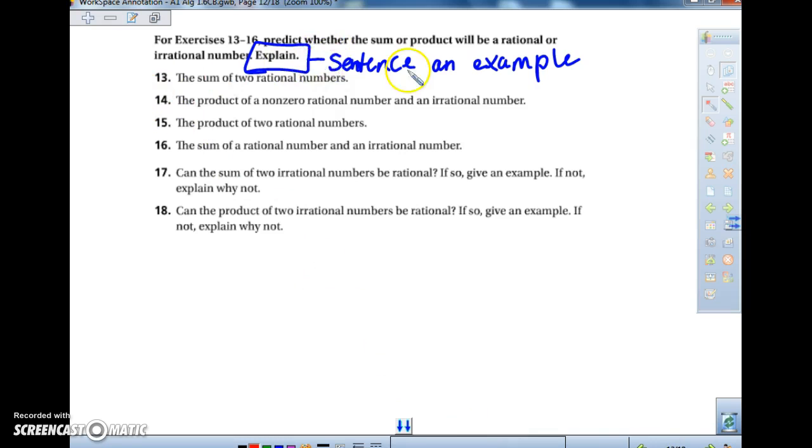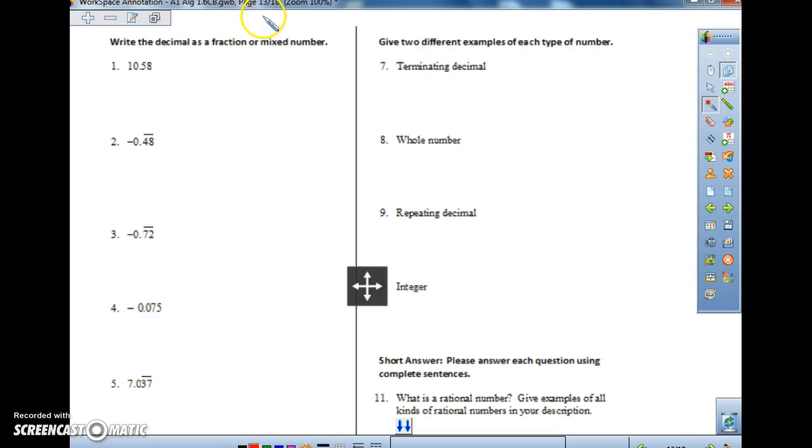Same thing here. They're asking you to explain in a sentence and predict if the sum is going to be rational or irrational and explain. So when you give your explanation of a sentence, you can also give an example. Now, you're also going to get worksheet A4, that says write the decimal as a fraction or a mixed number. So when you do this one, you should be thinking, oh, 10 and 58 hundredths. And now you want to simplify that. So all fractions or mixed numbers should always be in simplest form. So you're going to simplify.